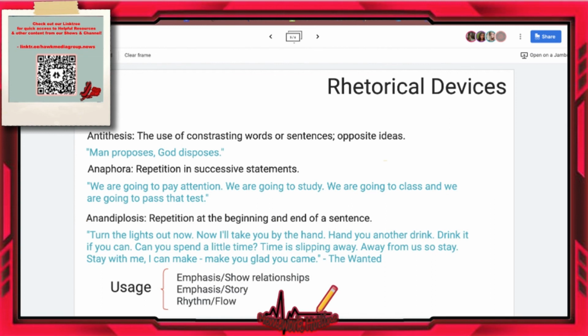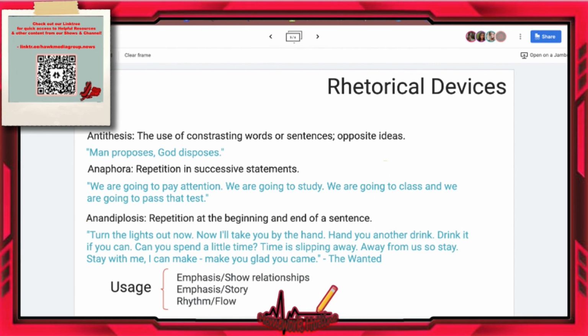And then lastly, we have an anadiplosis. Anadiploses are really similar to anaphoras in that they do have repetition in successive statements. But the difference is that anadiplosis has repetition at the end and at the beginning. So I found a really big one from "Glad You Came," which is a song from the 2000s written by The Wanted. And it's a huge one.